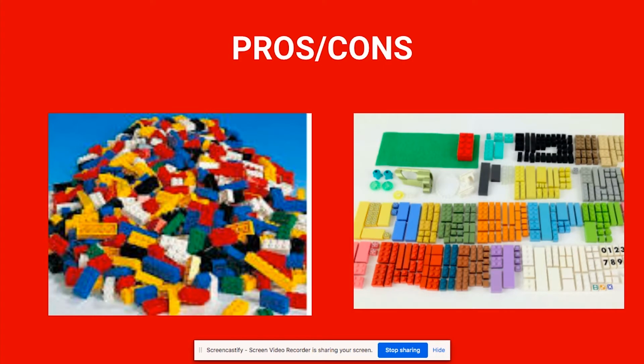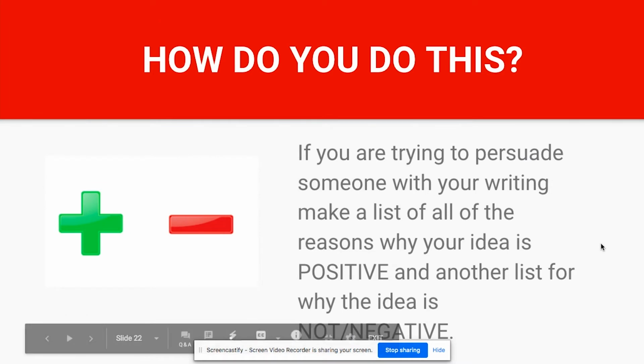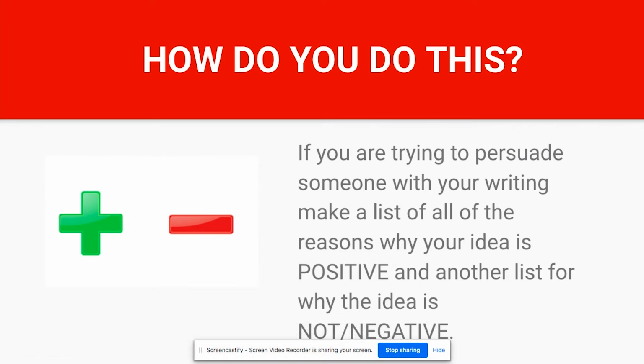Another way we can look at things is through pros and cons. We talked about this in a prior writing workshop on AETV. This particular one is about Legos. Here we have a messy pile, and here we have one that's organized. So we're going to talk about the pros and cons. You may remember that we use the positives and the negatives. Write down your reasonings of why each idea is positive or negative.